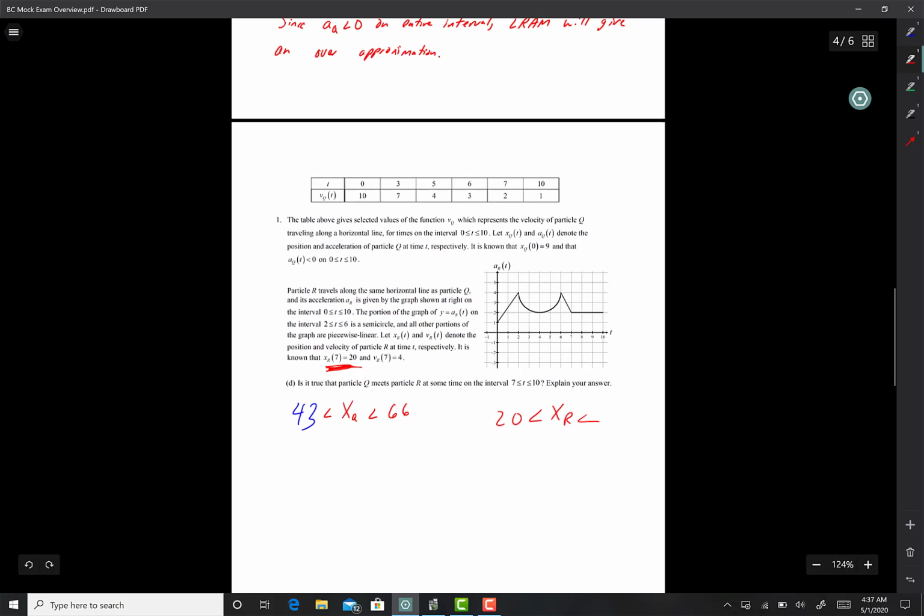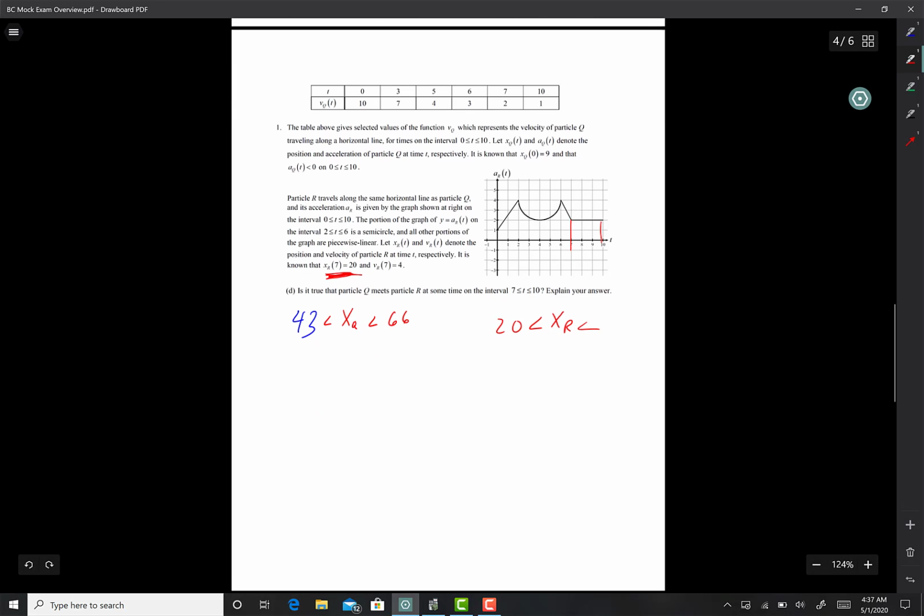All right, so let's figure this out. I know that x of r at 7 is 20, and my velocity at 7 is 4, so I need to figure out the distance traveled. It doesn't look like you're going to be able to figure it out from going backwards here, guys, but I do know that my acceleration is always 2 between 7 and 10. So here's what I'm going to write. A of r is always 2 as long as t is between 7 and 10.